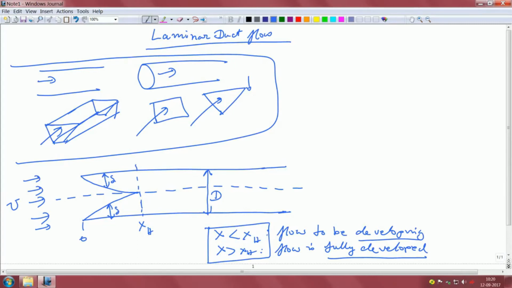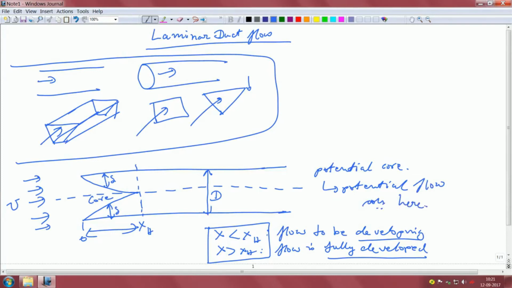The interesting part will be when you look at this particular section, the developing region of the flow. What will happen at the center, in this particular region? This is called the core, or in other words the potential core. Why is it called the potential core? Because the viscous effects are not important. So, you can apply your potential flow solution, which you learned in your fluid mechanics, here. There is no problem.